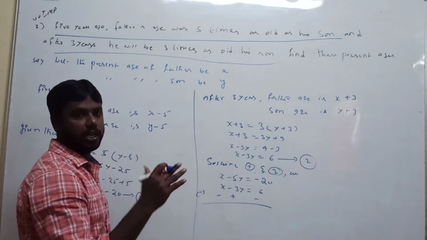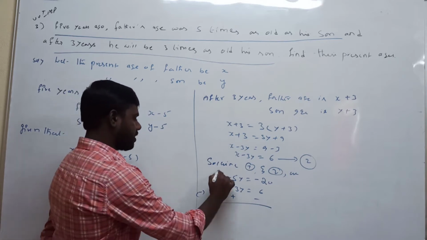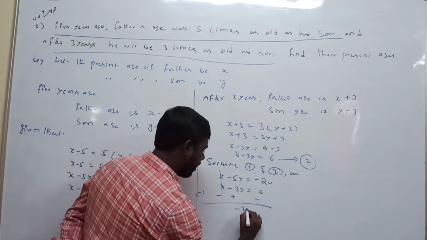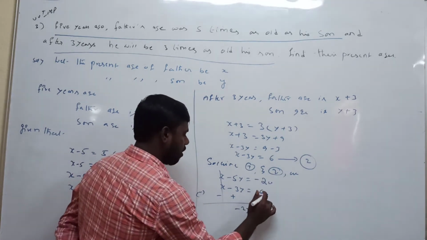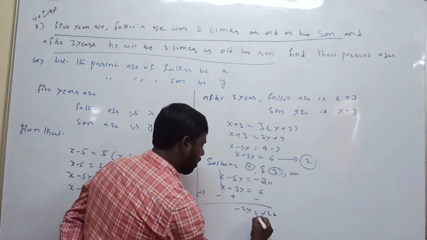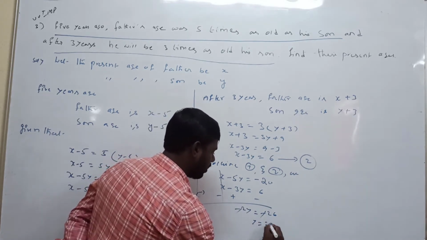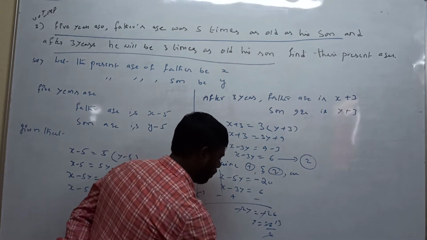Both are equal, so directly we can solve equations 1 and 2. x minus x cancels. Minus 5y plus 3y is minus 2y, equal to minus 20 minus 6, which is minus 26. Minus minus cancels, so y is equal to 26 over 2, which is 13.